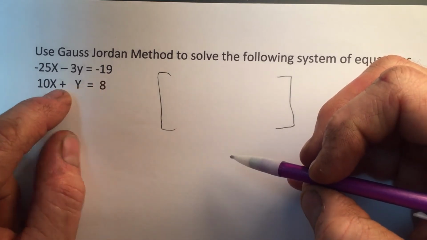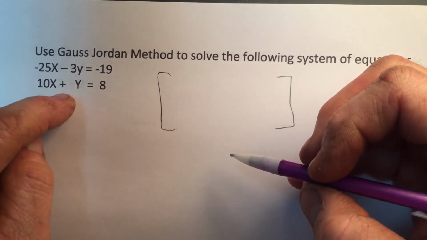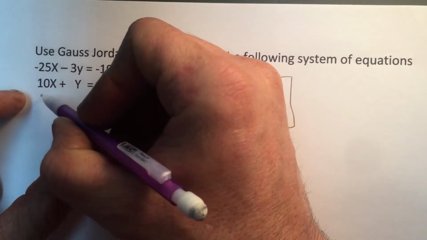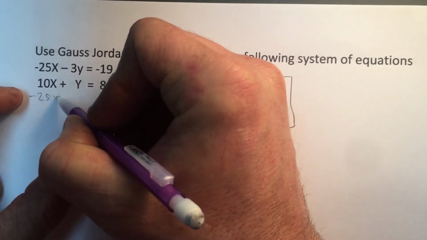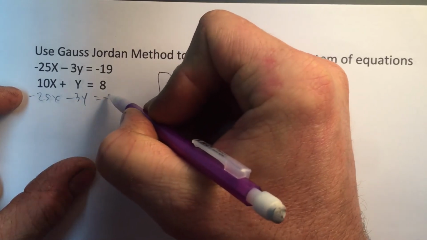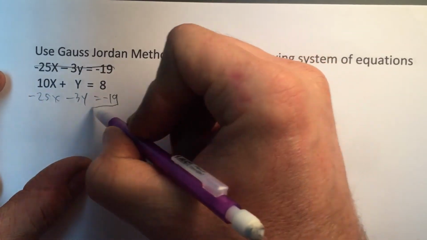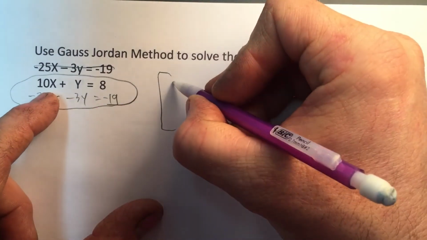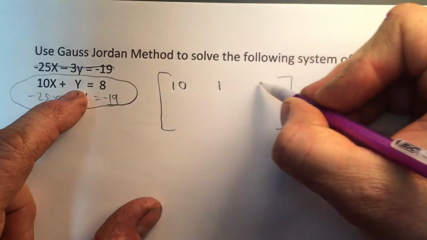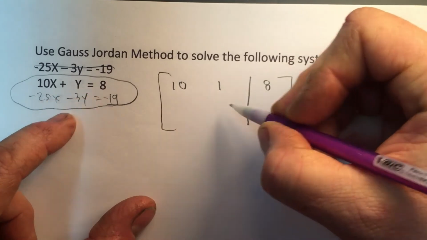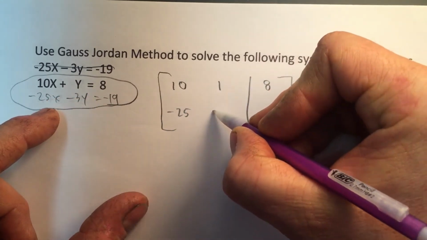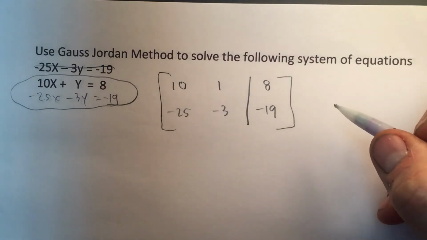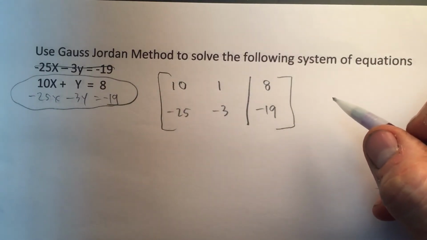And that's going to make this kind of sloppy. I think 10 might divide better. So what I'm going to do is I'm just going to switch them. There you go. And I'll just use these in my augmented matrix. So it's going to be 10, 1, and 8, negative 25, negative 3, negative 19. And that might make it work out a little bit better.